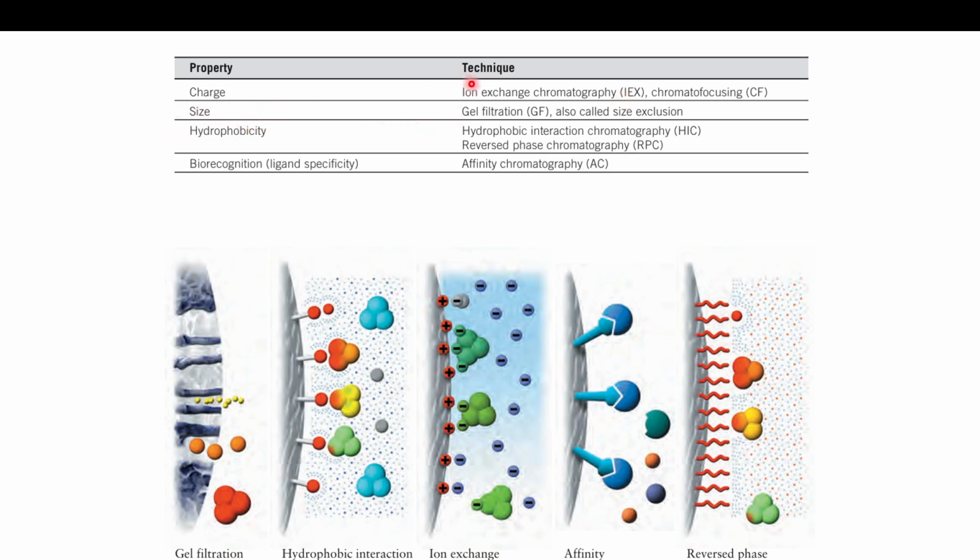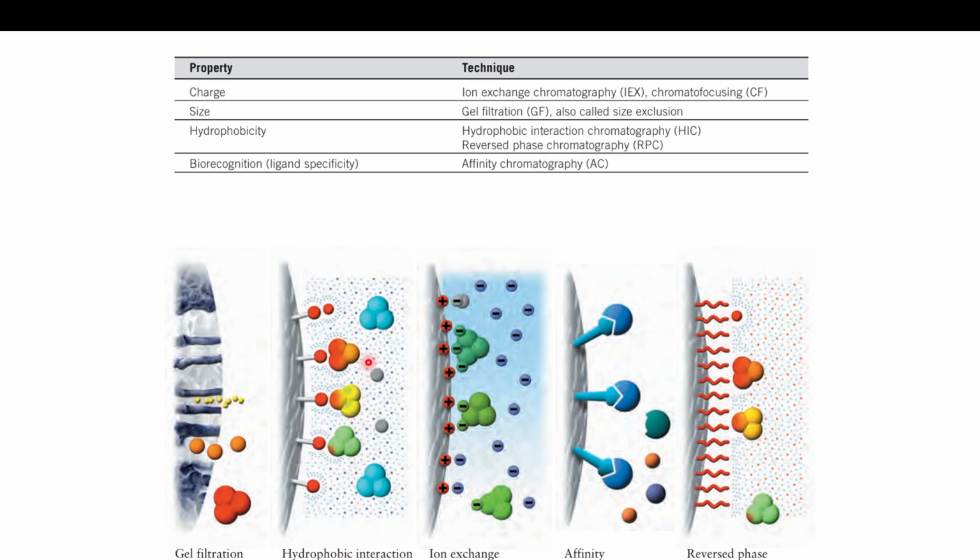Next, if you consider size, then this is size exclusion chromatography or gel filtration chromatography. If it is based on hydrophobicity, then it can either be hydrophobic interaction chromatography or reverse phase chromatography. Or if there is a specific ligand specificity or biorecognition, it can be affinity chromatography. All of this has been shown here, like gel filtration only on the basis of size. See the smaller ones actually get inside the pores, but the bigger ones can't enter the pores, so they will pass through the column at a much faster pace as compared to the smaller molecules.